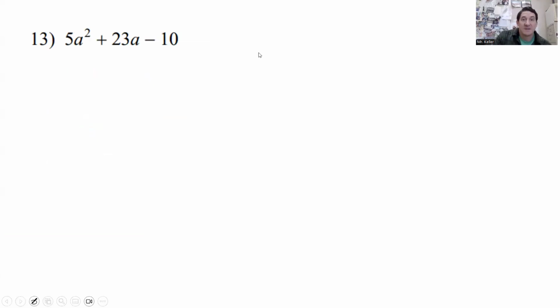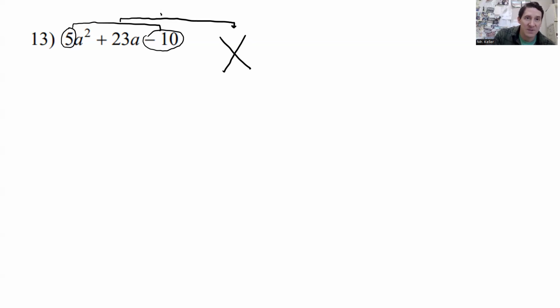Perfect. So again, we're going to set up and complete the X factor. Since there's a number in front of the A squared, you have to take the first number and last number, and we are going to multiply those together. So 5 times -10 is -50. 23 on the bottom. Factors of -50 that add to 23, that's going to be a positive 25 and a -2.